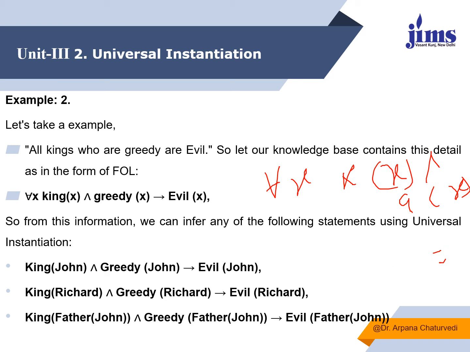How will I be instantiating? I'll say that John is a king and John is greedy, that's why John is evil. Or Richard is a king and Richard is greedy, that's why Richard is evil. John is a father who is a king and John is a father who is greedy, then definitely John is a father who is evil. So here we have instantiated.